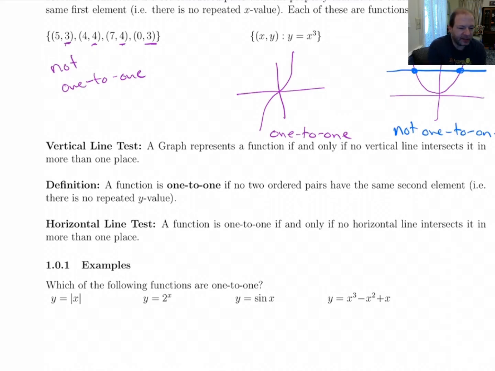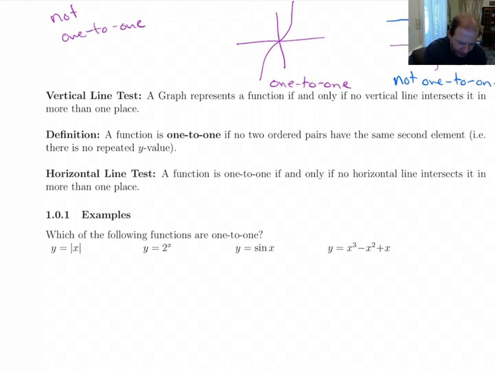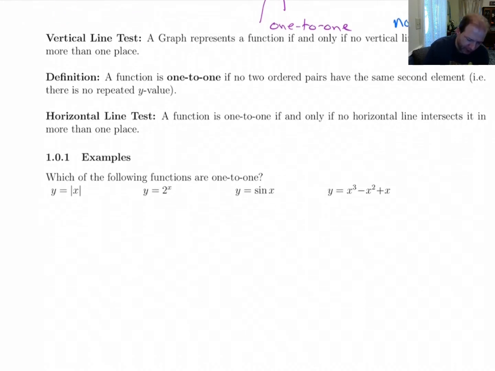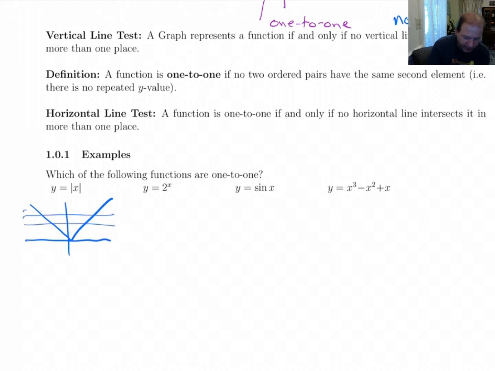All right, let's look at some examples. Which of these functions are one-to-one? I'm going to do these just by looking at the graphs. So y equals absolute value of x. If I draw that in, it looks like this, and we can draw lots of horizontal lines here that touch in more than one place. So this one is not one-to-one.